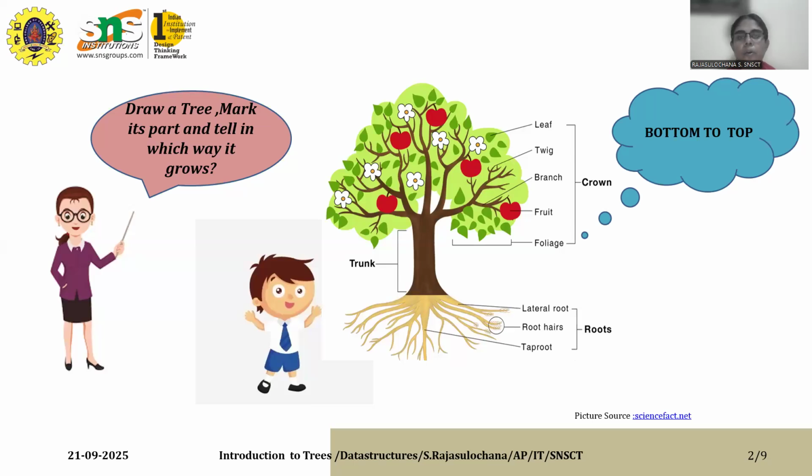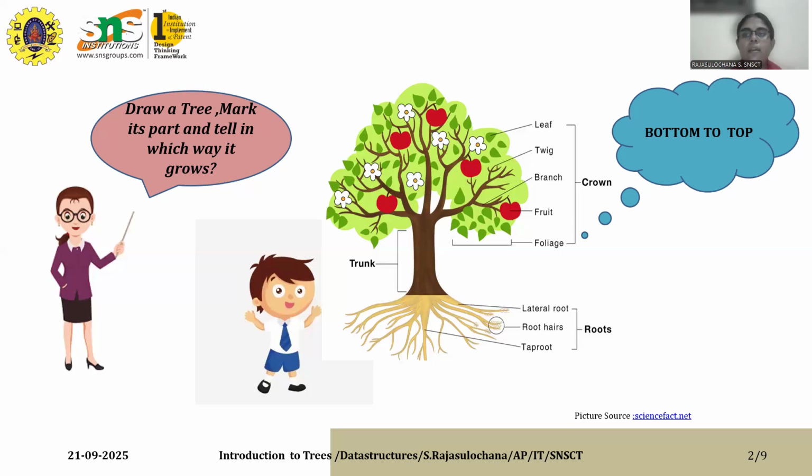Before going into what tree ADT is about, let us have a general understanding of a normal tree. How does a normal tree look? We have drawn a tree here and all the parts of the tree are marked the way that it grows. When we look from the bottom to the top, we have the root at the bottom, followed by the trunk. Then we have the branches. At the end of each branch, we have leaves and fruits. So this is a general representation of a normal tree.